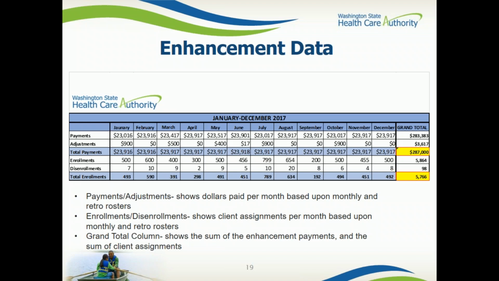for each of your assigned clients. When you look at the next section down below with your enrollments and disenrollments, it's the same concept. In January, you had 500 clients assigned and 7 clients who were disenrolled from your clinic. And again, this includes all clients who have been assigned and unassigned throughout the year. So when you look at the end of the year, you'll see your total enrollments, your total disenrollments to get you a final number of the 5766 that I have highlighted in yellow.